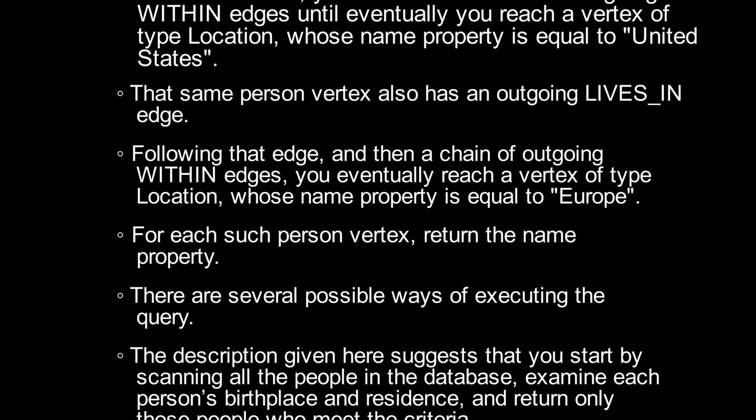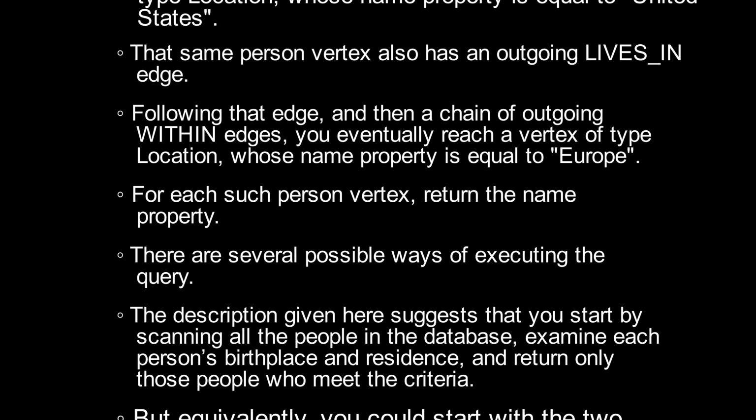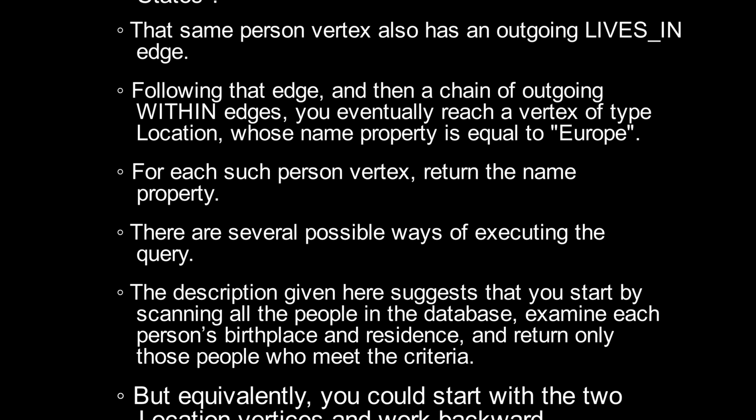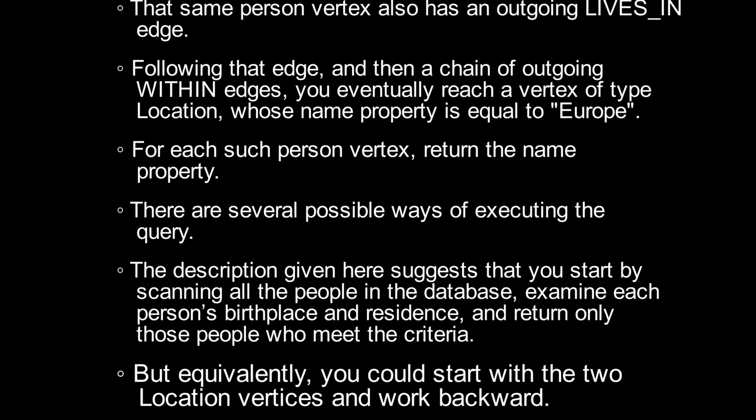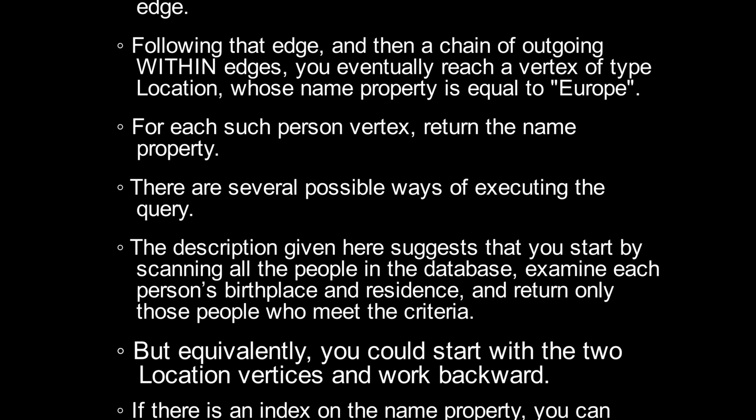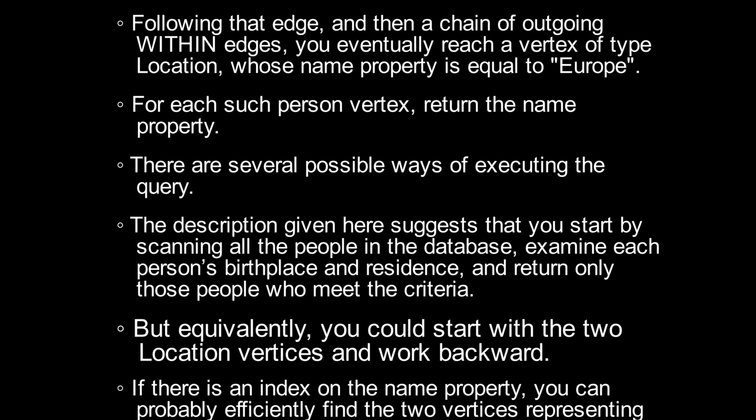There are several possible ways of executing the query. The description given here suggests that you start by scanning all the people in the database, examine each person's birthplace and residence, and return only those people who meet the criteria.